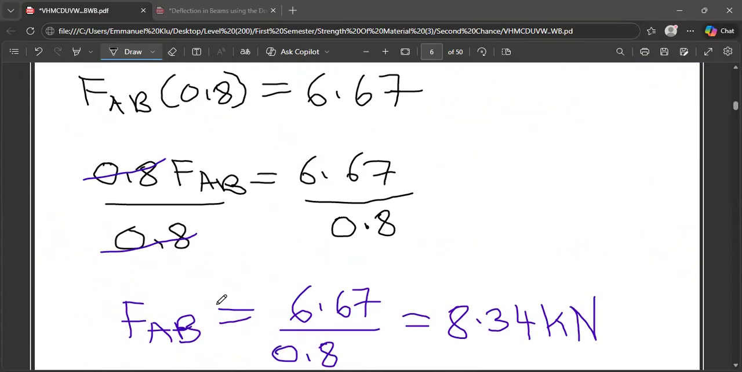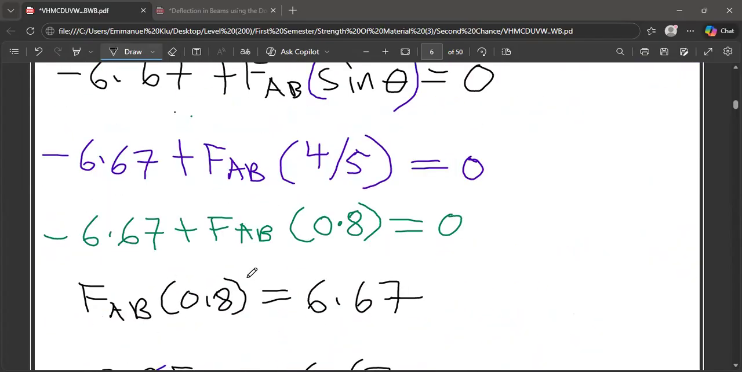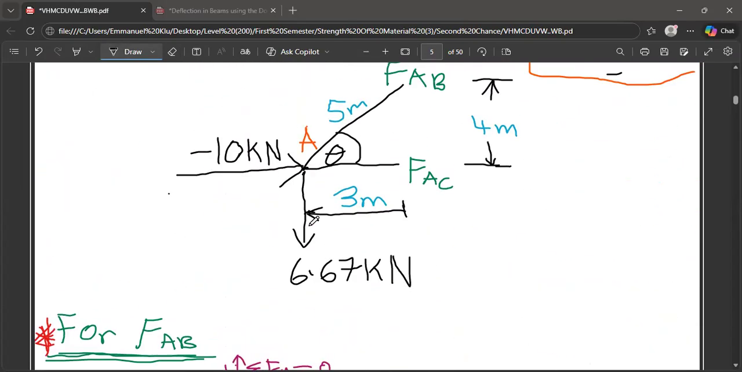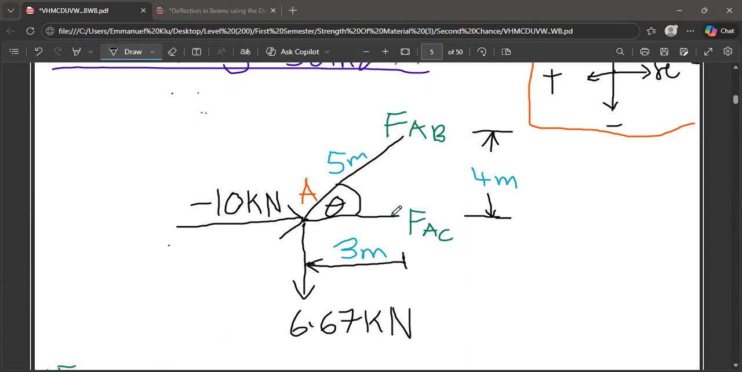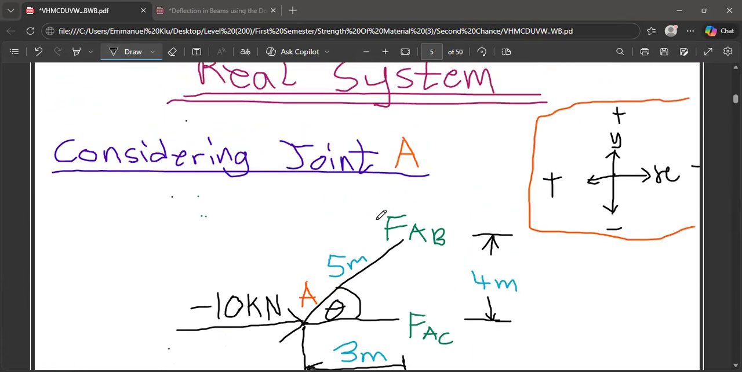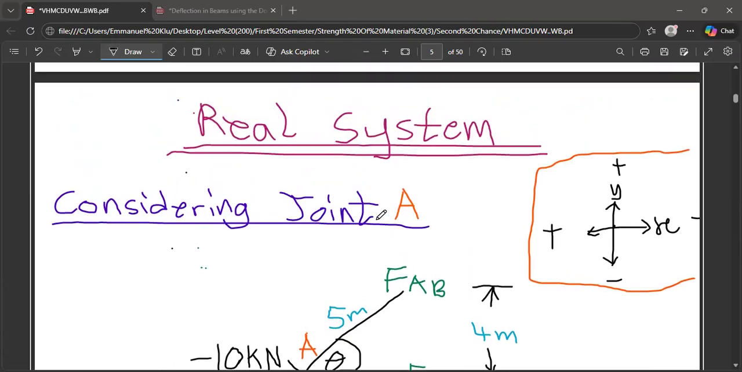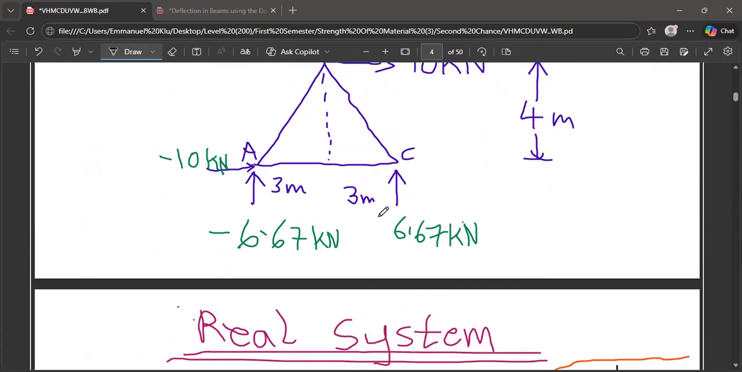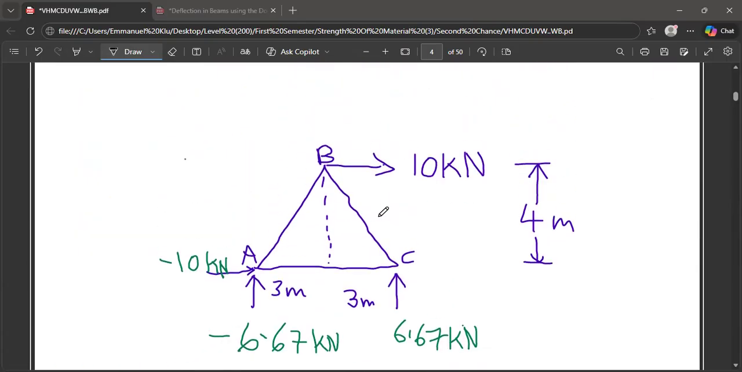So now we are done doing FAB and FAC. We are now going to do FBC. But to get the FBC, we have to go and consider joint C.